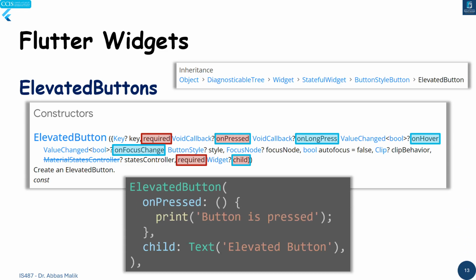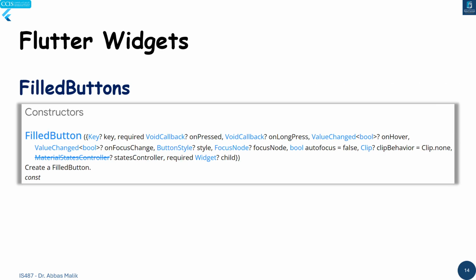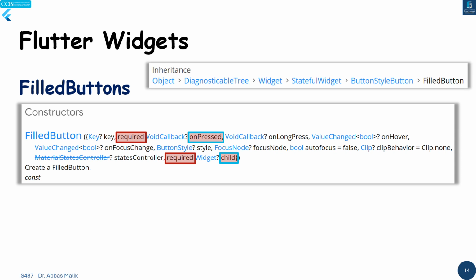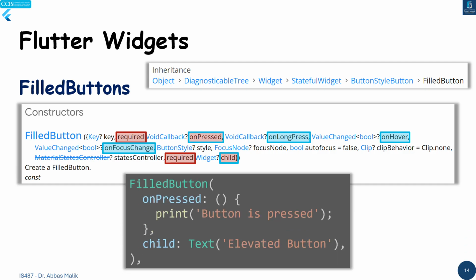Then this is the example. I mean, we have created an elevated button, so we are calling the constructor of this elevated button, and then we are specifying two properties which are required. One is the on press. It means we are printing on the console that a button is pressed, and then we are also showing an elevated button text on that button. Okay. Similarly, we also have filled button. Again, it also has two required or compulsory parameters that we have to provide. It also has its own inheritance tree. And then we also have some other properties. And here is an example of this filled button.